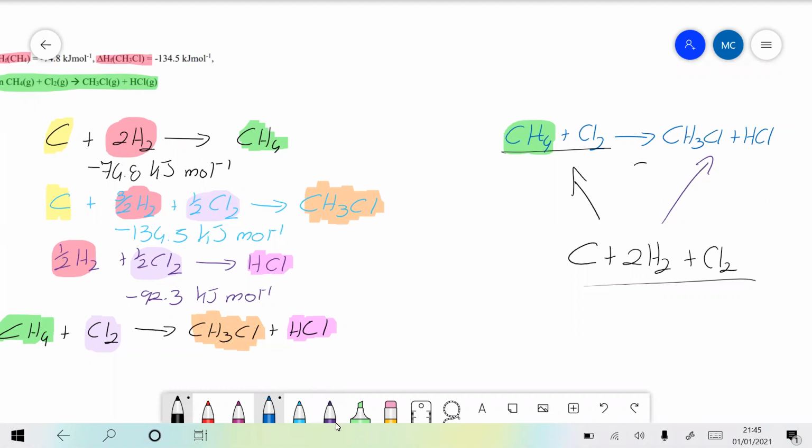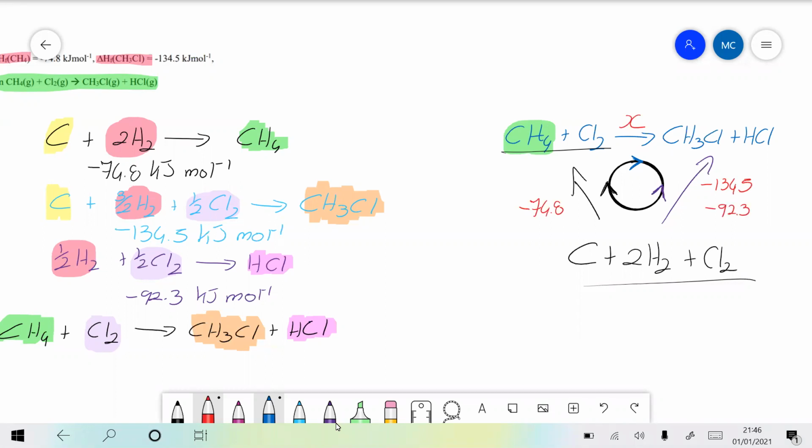I will then draw the cycle, and we can see where the arrows are pointing, and we have two reactions pointing in the clockwise direction and one reaction pointing in the anti-clockwise direction. And we can start by putting in the values of each reaction. So our unknown first, formation of methane is minus 74.8, formation of chloromethane is minus 134.5, and formation of HCl is minus 92.3.